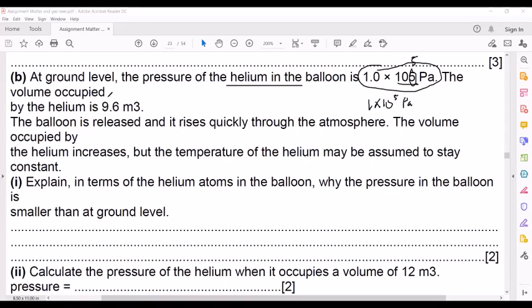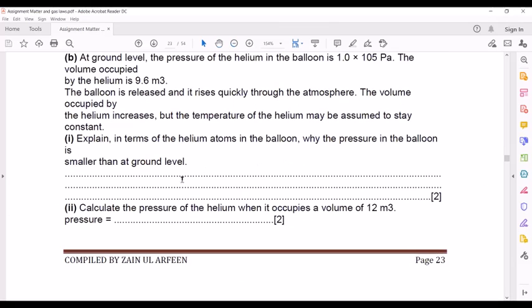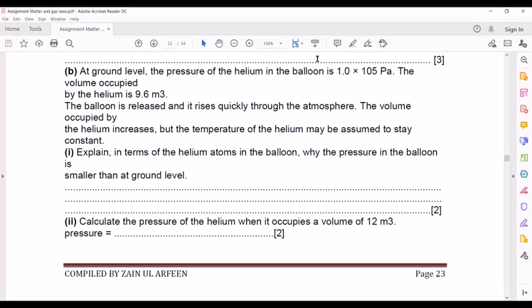The volume occupied by the helium is 9.6 meter cube. That's the volume, so that's V1. The balloon is released and rises quickly through the atmosphere. The volume occupied by the helium increases, but the temperature does not change. So in the question, calculate the pressure of the helium when it occupies 12 meter cube.